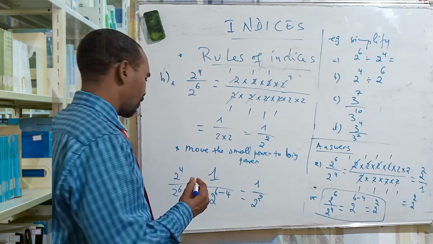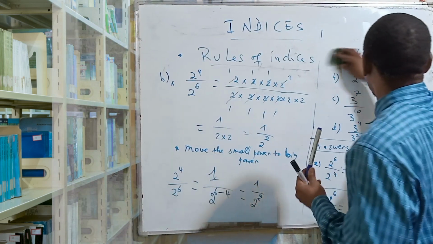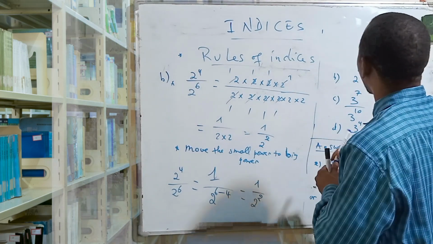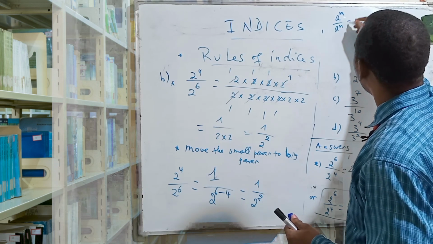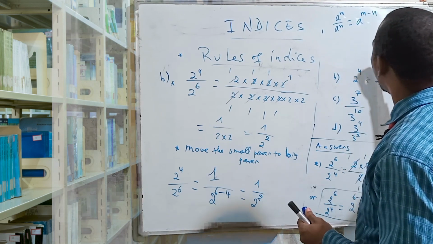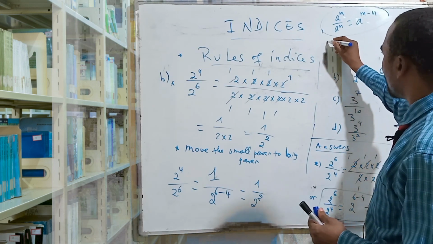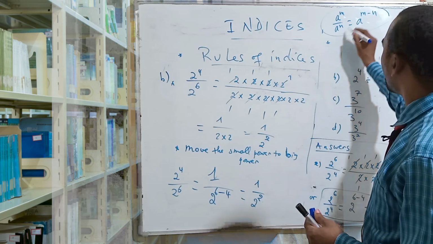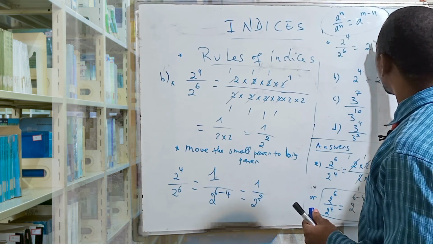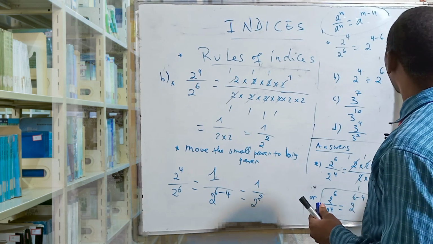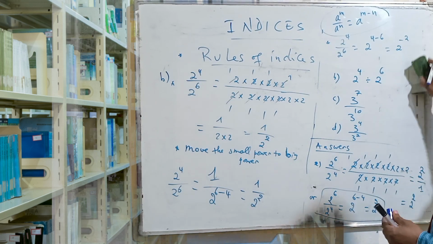But it is also possible to take the other property. Remember, the property is a power m over a power n is a power m minus n. You see, the property is moving the denominator power to numerator. Still, you can use this formula. 2 power 4 over 2 power 6, here you will get 4 minus 6, which is 2 power negative 2. Now this is a negative power.